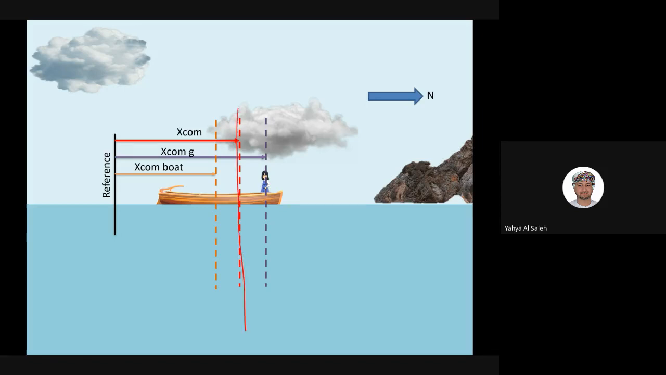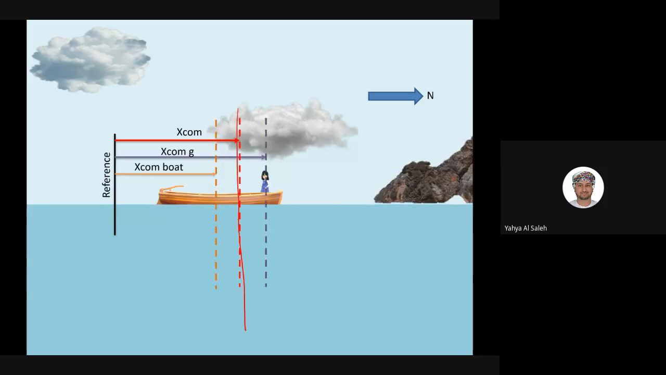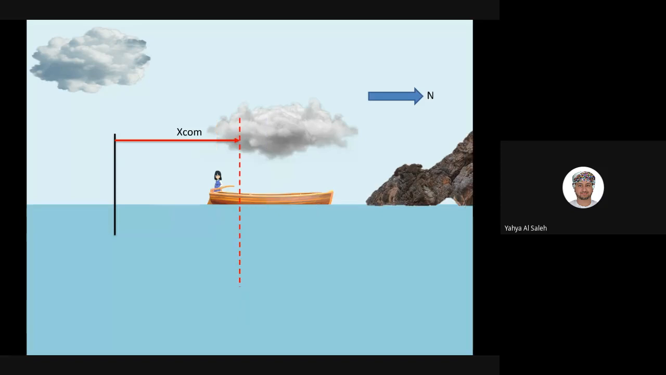Okay. Now, when the girl moves to the other side, where's the center of mass of the girl now? The center of mass of the girl has come to the left. So the center of mass of the system appears to have moved somewhere. Right? But now we have a problem.